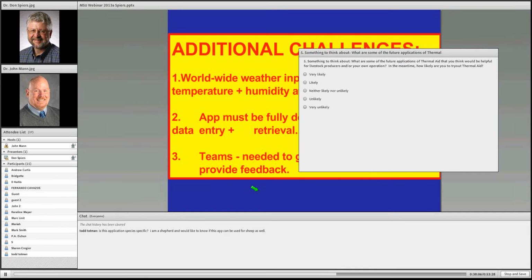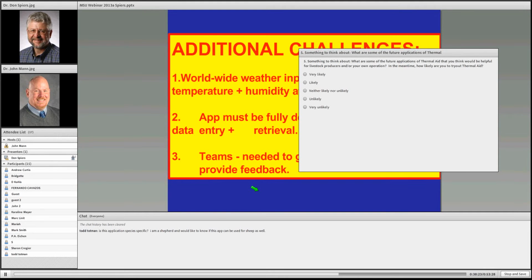Okay. So very good. We've got one question right now, and it's from Todd. He's asking about the application being species specific, and he's a shepherd who would like to know if the app can be used for sheep as well.